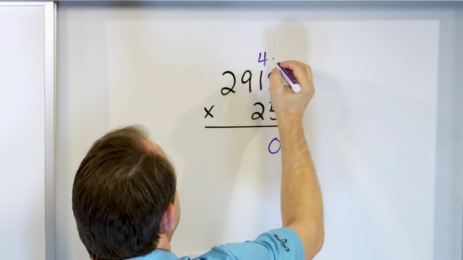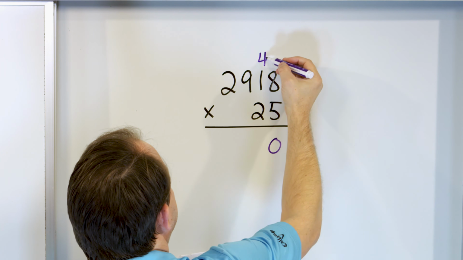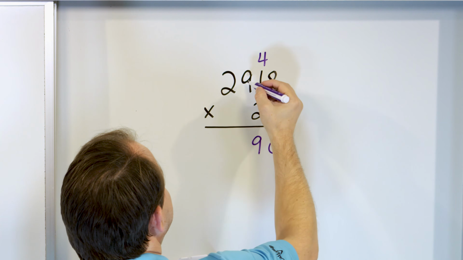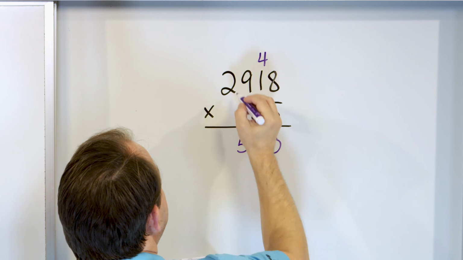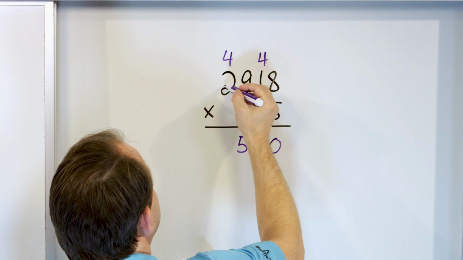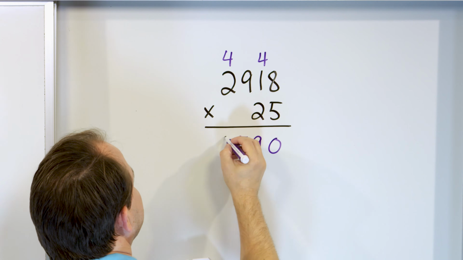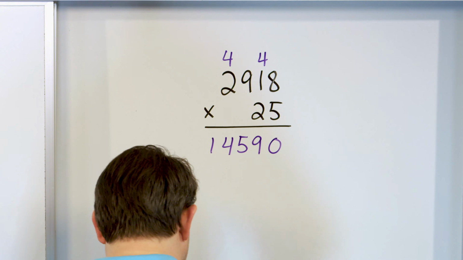Carry a 4. 5 times 1 is 5. 4 more is a 9. 5 times 9, 45, means we put a 5. Carry a 4. 5 times 2 is 10. 4 more is 14. 14 has to go down here.